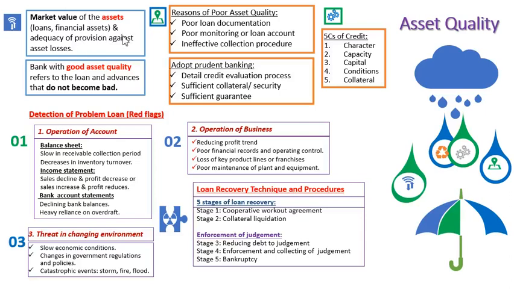Asset, and adequacy of provision against asset losses. A main component of the asset of the bank is loans and advances. Therefore, a bank with good asset quality refers to loans and advances that do not become bad. Not becoming bad means that the loan installments are being paid promptly by the loan borrower.